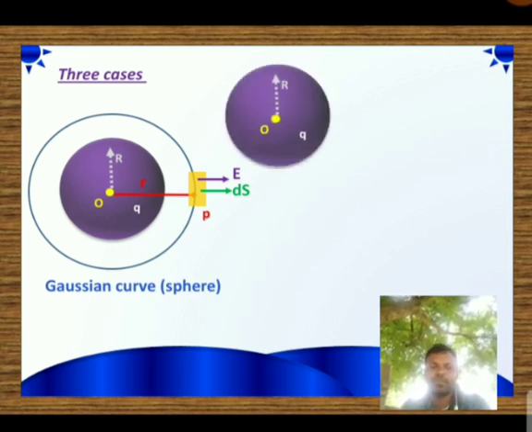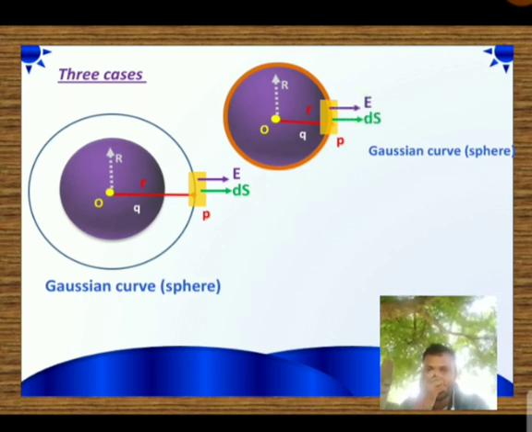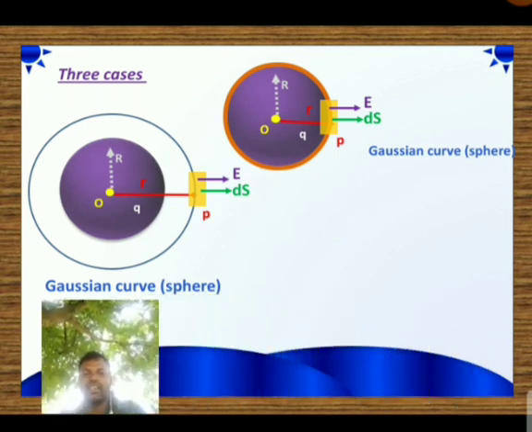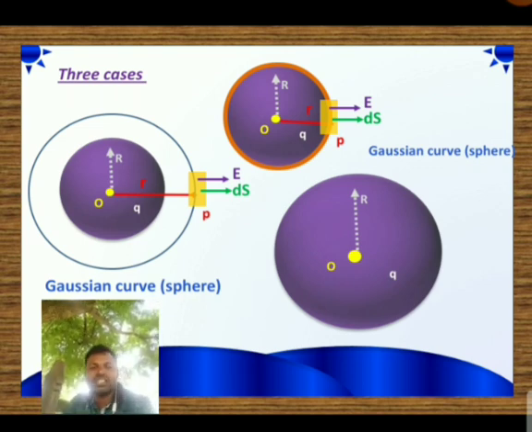Second case. This is my sphere. Now my point is on the surface of the sphere. What I have to do? I have to draw a Gaussian surface again. I have to take a small area dS and electric field E. Again I have to apply the flux formula and Gauss formula. Third one. Next, this is again my sphere, same radius R, center O, and q is the charge distributed. Third case, what I have to do?